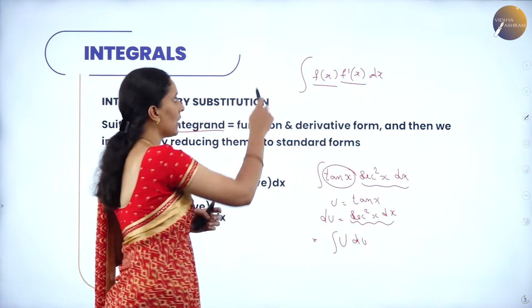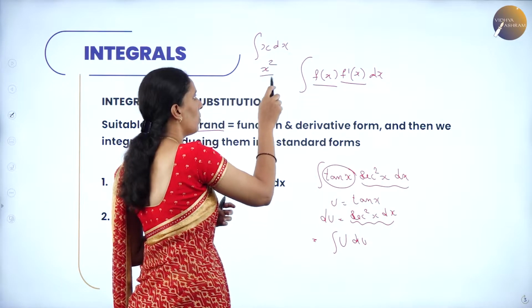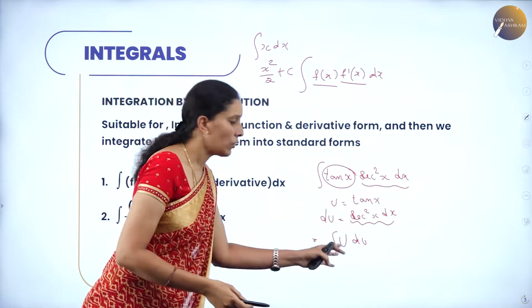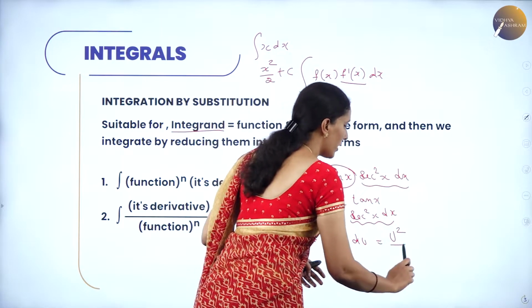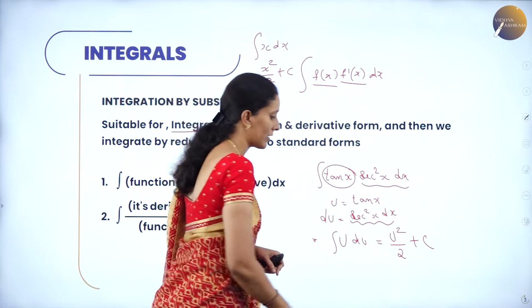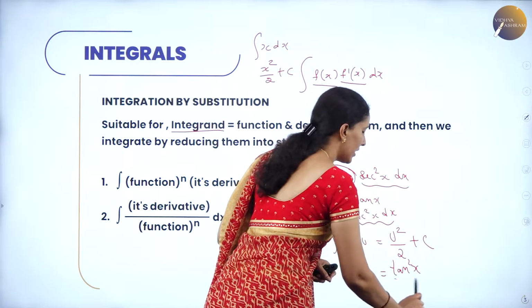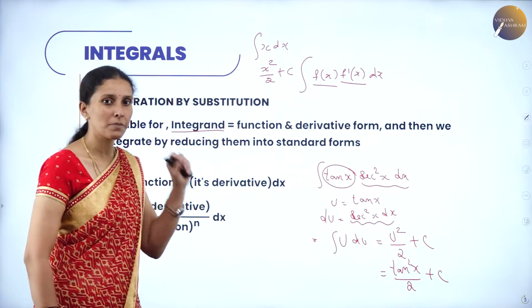Now integrate it. What is integral of x into dx? It is x square by 2 plus c. Similarly for any other parameters also, whenever you have u with respect to du, this will be u square by 2 plus c. What is u we have taken? It is tan x. So therefore this becomes tan square x divided by 2 plus c. So this is nothing but the method of substitution.